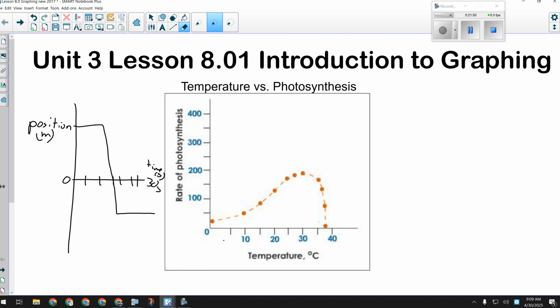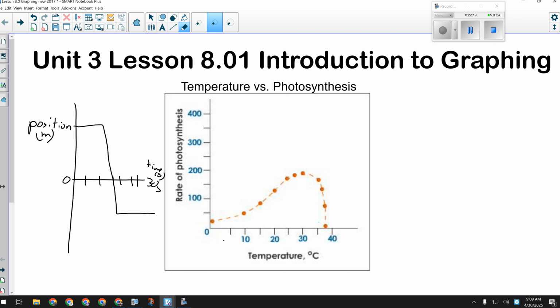There are no units. I don't know what their measure of the rate of photosynthesis was. I would imagine a way to measure the rate of photosynthesis would probably be measuring the milligrams of oxygen produced by the plant over a period of time. I don't know exactly how they would do that, but that could be one indicator.